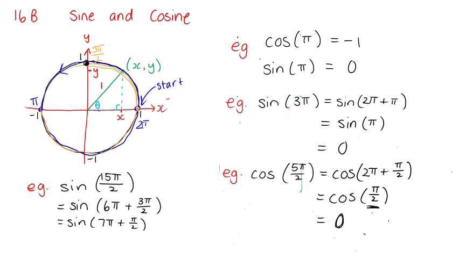So start here. Just count 7.5 pi. So we go 1, 2, 3, 4, 5, 6, 7.5. So what is the y value at that point? It's -1.